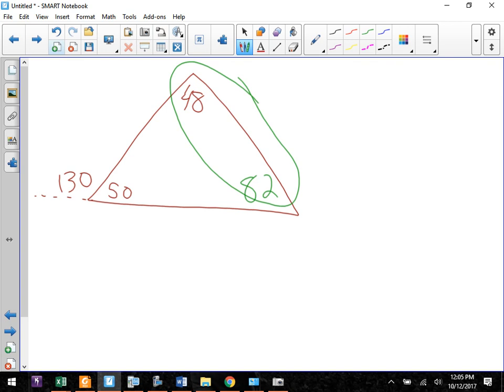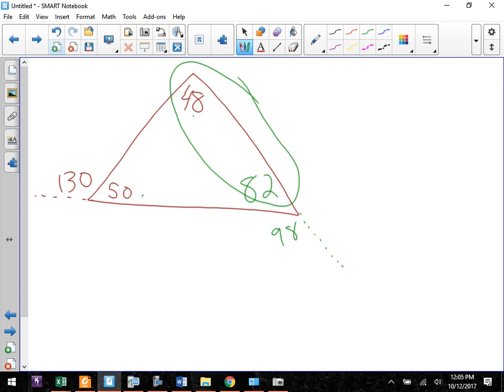So, the exterior angle to 50 is 130. You okay with that? Yes. What's exterior to 82? 98, okay. What's 50 and 48? 98. Huh. Is there a pattern?